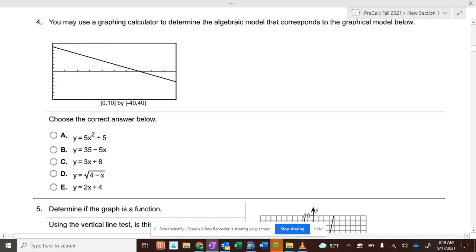What type of equation does that look like? Linear, quadratic, cubic, quartic, square root? Linear. Okay. What is the slope? Positive or negative? Negative. That's the only one with the negative slope. That's linear positive. That's linear positive. This one goes like this. This one goes like this.